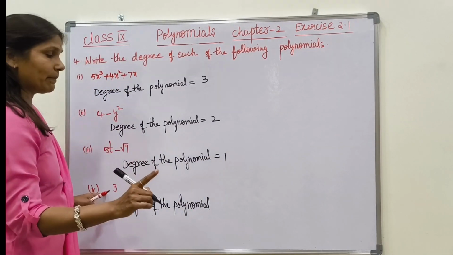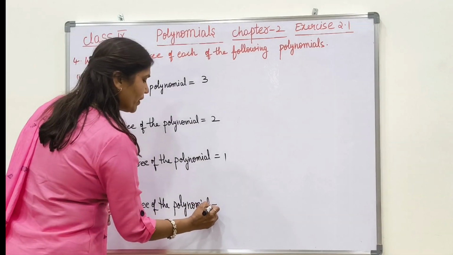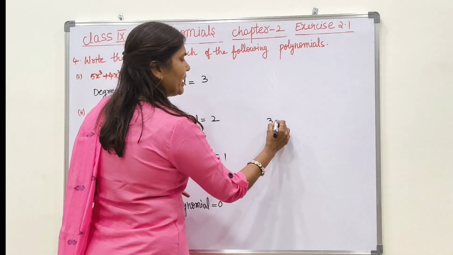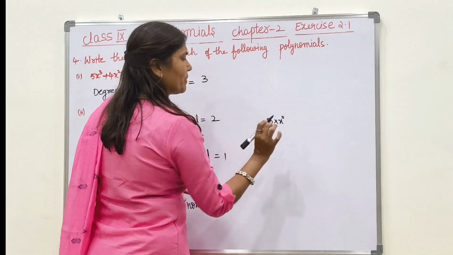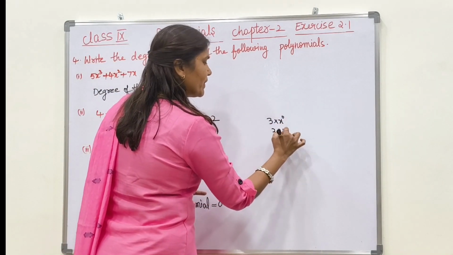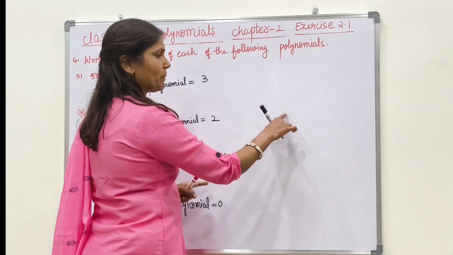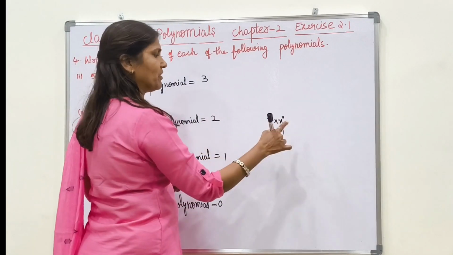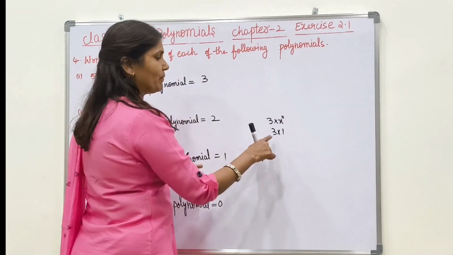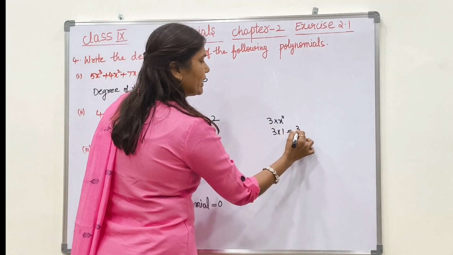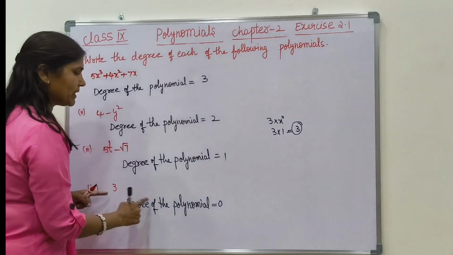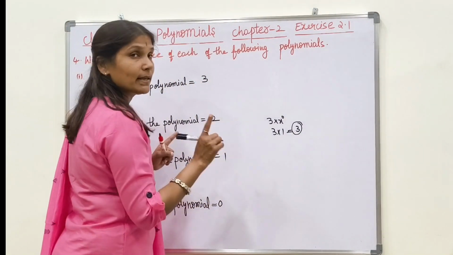Here constant number is there, means the degree of the polynomial is 0. Why it is 0? Example 3 is there. Any variable taking, I am taking x to the power of 0. So 3 into this overall answer you will get 1. Any x to the power of 0, 5 to the power of 0, 10 to the power of 0, whatever it may be, power 0 means its answer is 1. So again answer you will get 3. So any constant number is there, means a degree of the polynomial is 0.